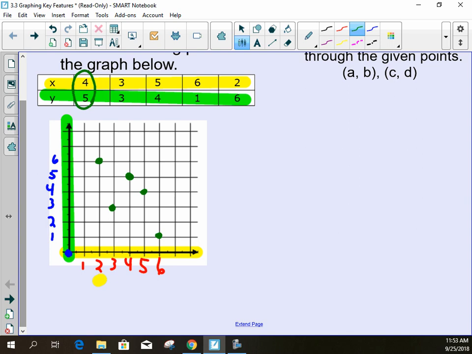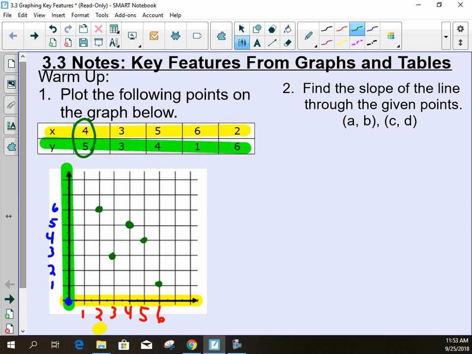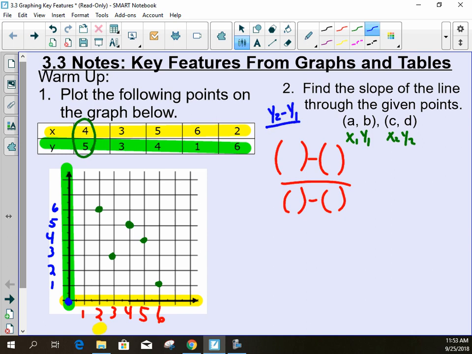Now, a lot of people are having problems with finding slope. And it's because you don't first label it x1, y1, x2, y2. I don't know if you think it's too elementary. You have to write the formula too, because it's y2 minus y1 over x2 minus x1.